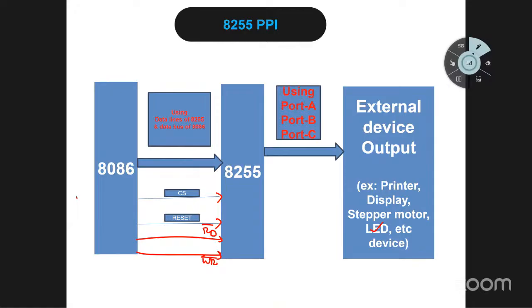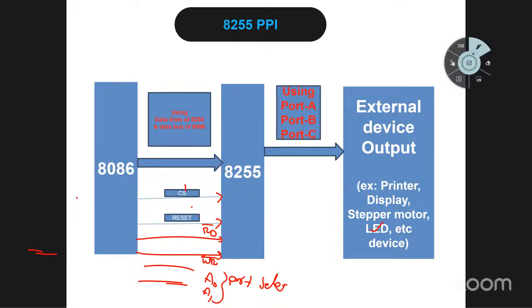Simple connection. In this, the LED connection, and this connection is the 8255 connection. Is there any change? No, same connection. The data bus you can connect to the 8086. So you can connect the CS bar, reset, read bar, write bar, A0 also, A1 also. A0 and A1 can be for mode selection, sorry, port selection.